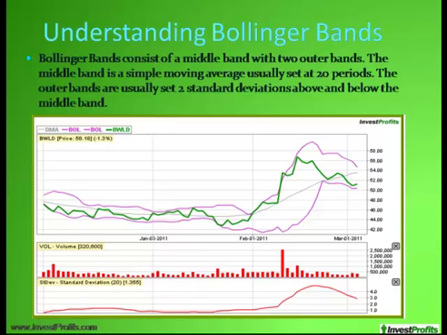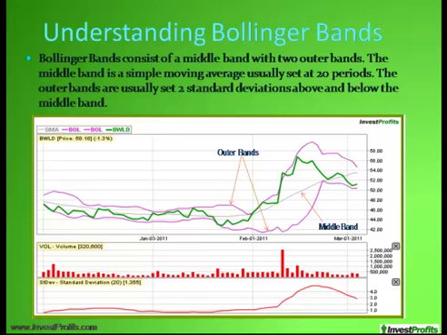Bollinger Bands consist of a middle band with two outer bands. The middle band is a simple moving average usually set at 20 periods. The outer bands are usually set to standard deviations above and below the middle band.